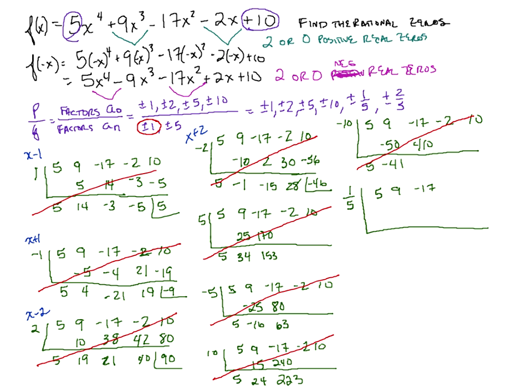Five, 9, negative 17, negative 2, and 10. Okay, so bring down. 1/5 of 5 is 1. 9 plus 1 is 10. 1/5 of 10 is 2. Negative 15. 1/5 of negative 15 is negative 3. Negative 2 and negative 3 is negative 5. 1/5 of negative 5 is negative 1, and it still fails. Maybe the negative will make it happen for us.